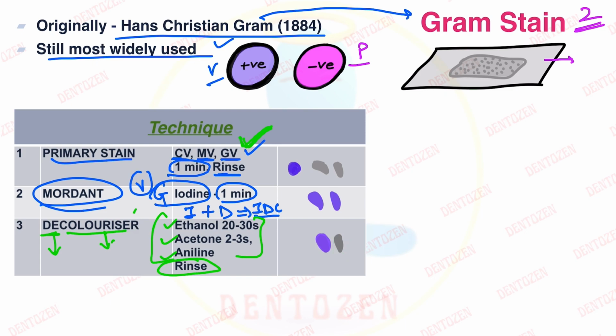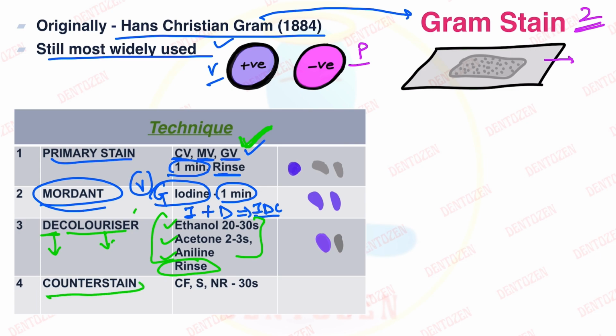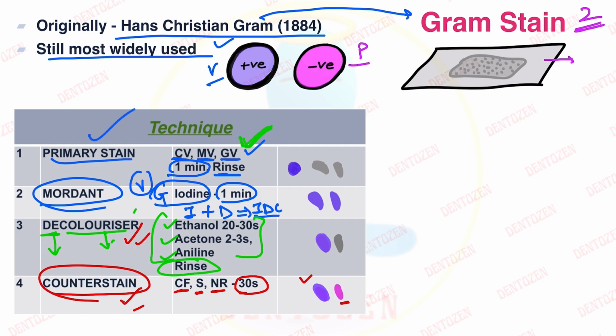Here comes the role of our second stain, that is counter stain. So now we'll bring the counter stain in the fourth step, which can be carbol fuchsin, safranin or neutral red, that is put for 30 seconds. After that, the bacteria which lost their color in the third step now will take up the counter stain and will appear pink. So that is how the two types of bacteria can be seen: gram positive, which have retained their first color, they will be violet, and gram negative, which have got the second stain, counter stain, and now they appear pink. So that is the interpretation.